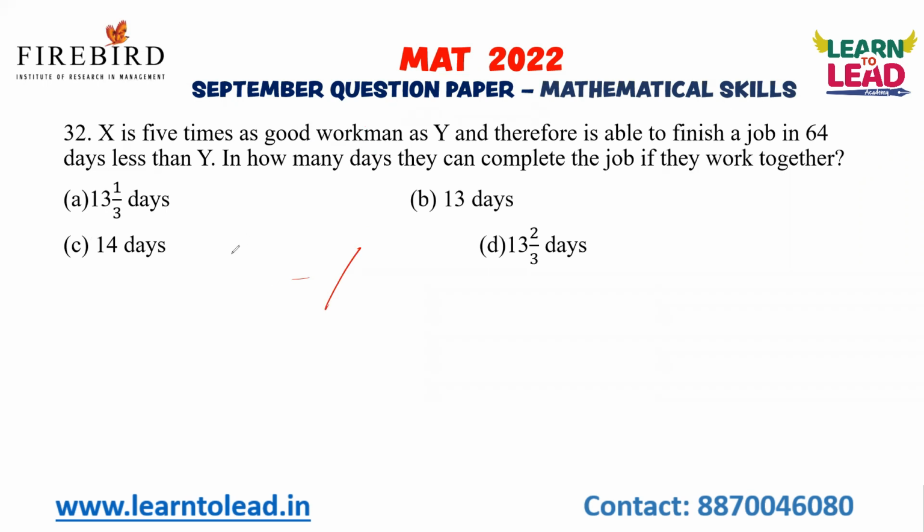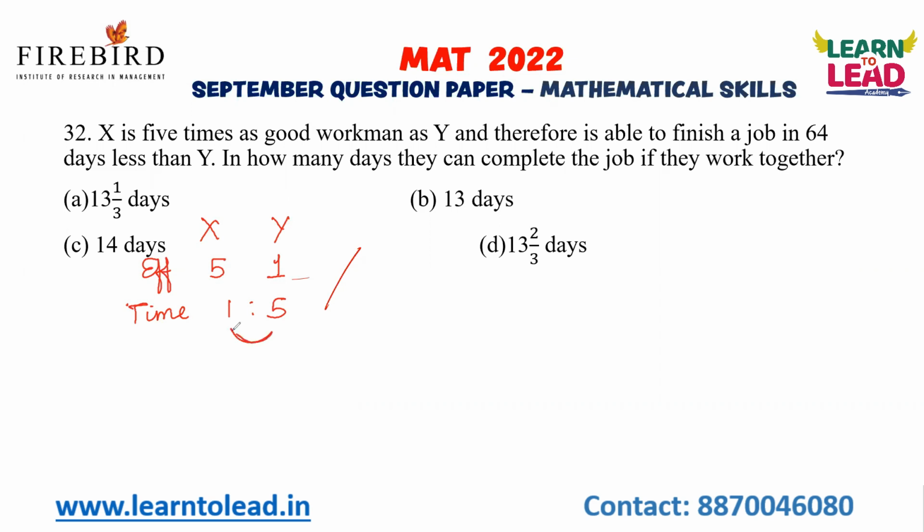X is 5 times as good as workman as Y. Now it denotes efficiency. Efficiency of X. X is 5 times as good as workman as Y, right? Now here, if I take X and Y, if Y does one work, same time X does 5 parts of the work. See, efficiency is 5:1, and time taken will be 1:5. And X is able to finish a job in 64 days less than Y.